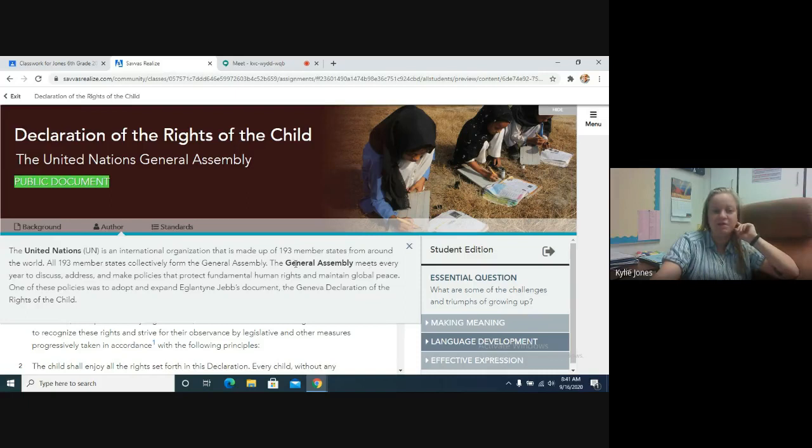The General Assembly meets every year to discuss, address, and make policies that protect fundamental human rights and maintain global peace. One of these policies was to adopt and expand, he has a difficult name, Eglantyne Jebb's document, the Geneva Declaration of the Rights of the Child. So these 193 countries sent a representative, or like one or two people, to this General Assembly conference to discuss the rights of a child, and they created this document that we're about to read.